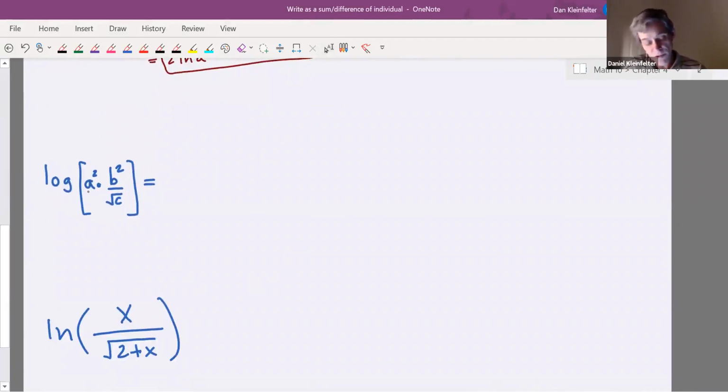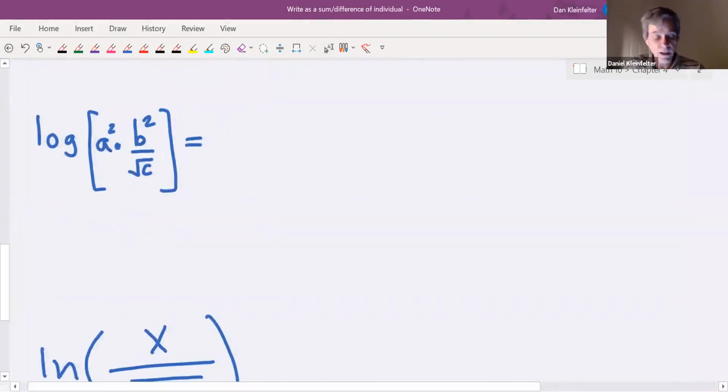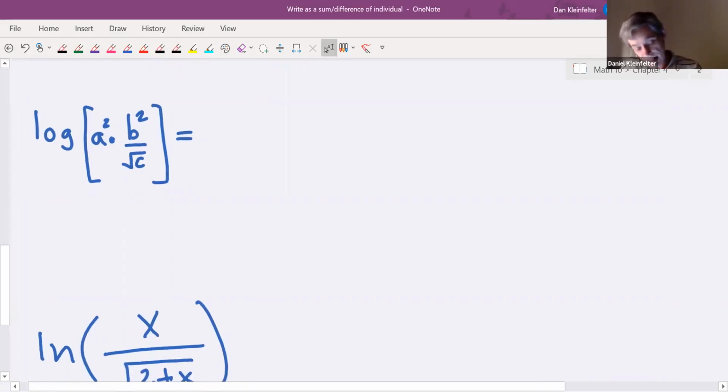All right, so this one is going to be the log of a product. So we'll write this as a sum of 2 logs. And then the second piece has a square root c in the denominator. So we're going to have a quotient, log of a quotient in there, and that'll end up being written as a difference. So let's see how this looks. So it's all common logs. So we have a squared and then log b squared over square root c.